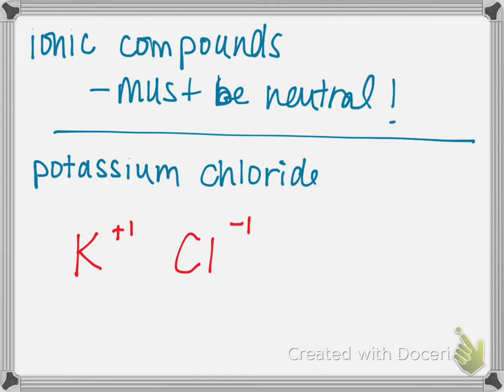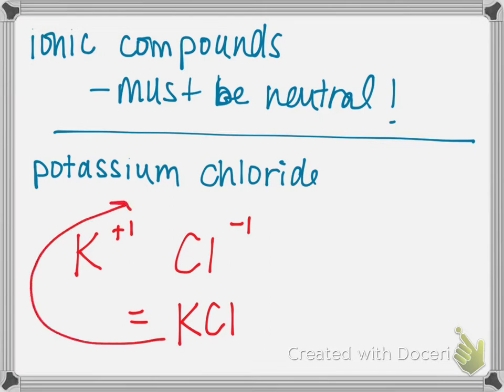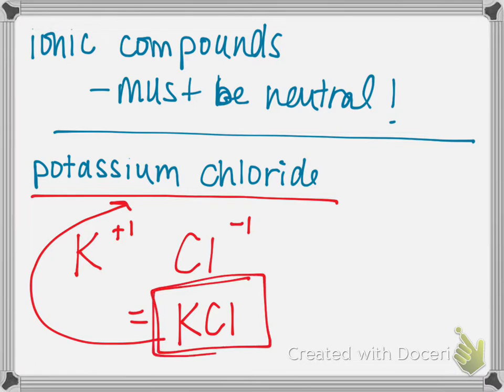So if we want those to bond together to build a formula, a +1 and a -1 balance each other out. And so my chemical formula is just KCl, right? That is the formula for potassium chloride. Okay, so KCl, they go together just perfectly.